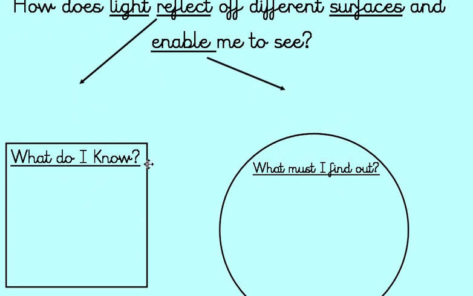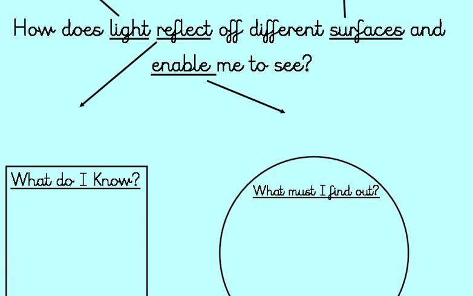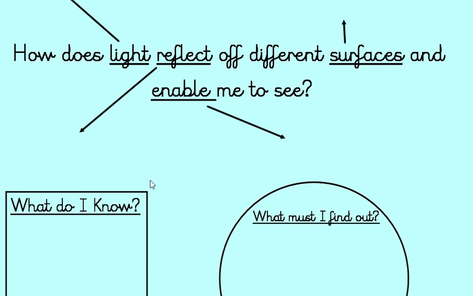What prior knowledge do you already have about light, and how might that help us? Then what do you think you're going to need to find out? Well, we know here that we need to see. So what do we normally see with? Eyes. So we're going to have to learn about the eye. We're going to have to learn about how light actually reflects, how light moves. What different surfaces are we talking about? So what do we need to find out?